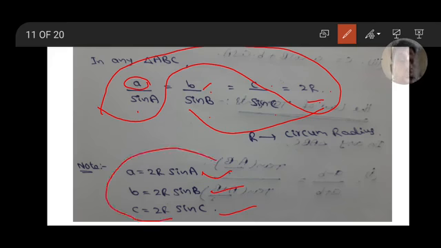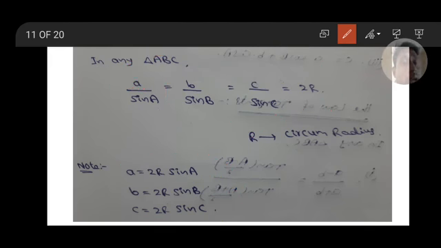We will use this in the problems: a equals 2R sin A, b equals 2R sin B, c equals 2R sin C. Here capital A, capital B, capital C are angles, and small a, small b, small c are lengths of the sides of a triangle. This is the sine rule: a by sin A equals b by sin B equals c by sin C equals 2R, where R is the circumradius. From this relation, we have a equals 2R sin A, b equals 2R sin B, c equals 2R sin C.